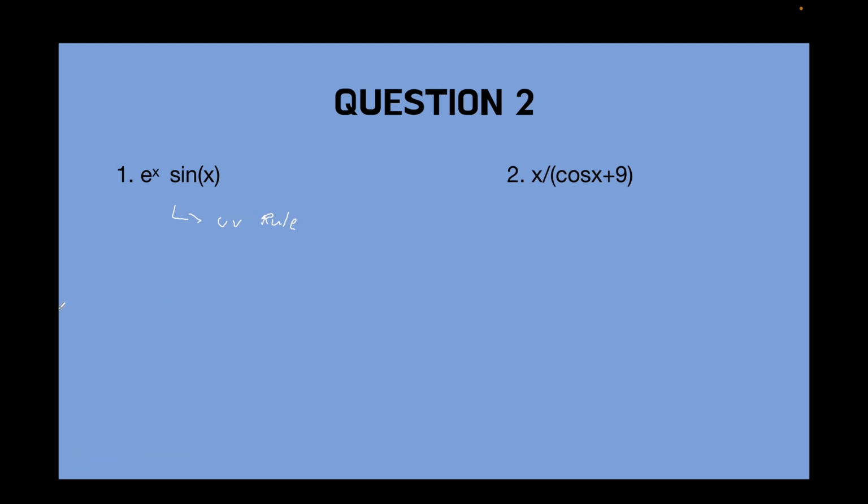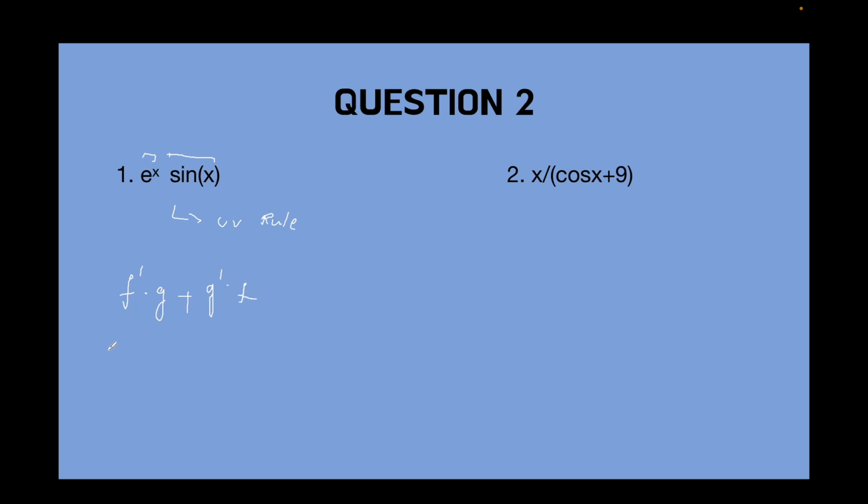Now, what is it? Take this as f of x. Take this as g of x. What did I tell? First, differentiate the first function. Keep the second one as it is. Differentiate the second. Keep the first one as it is.